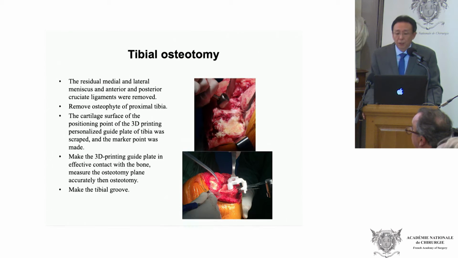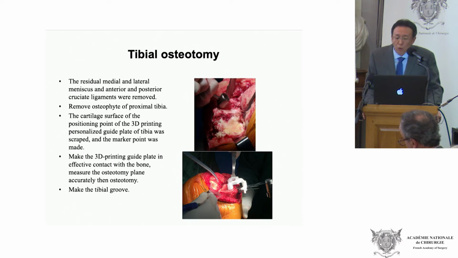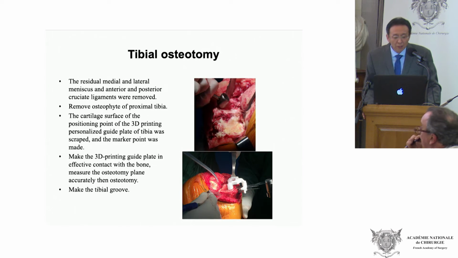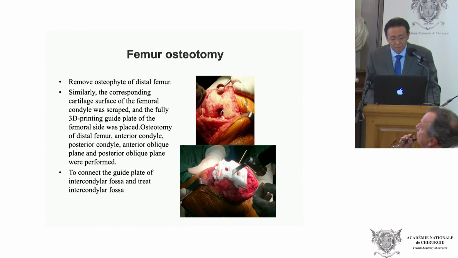Tibial osteotomy. The medial and lateral meniscus and anterior and posterior cruciate ligaments were removed. Remove osteophytes of the proximal tibia. The cartilage surface of the positioning point of the 3D printing personalized guide plate of the tibia was described, and the mark point was made. Make the 3D printing guide plate in effective contact with the bone, measure the osteotomy plane accurately, then osteotomy. Make the tibial groove.